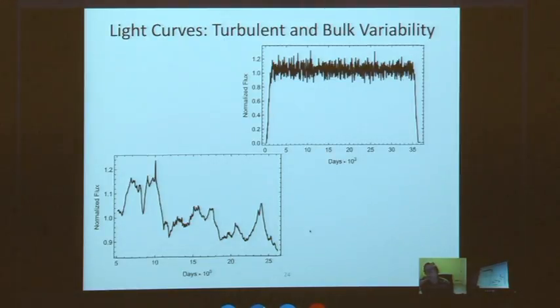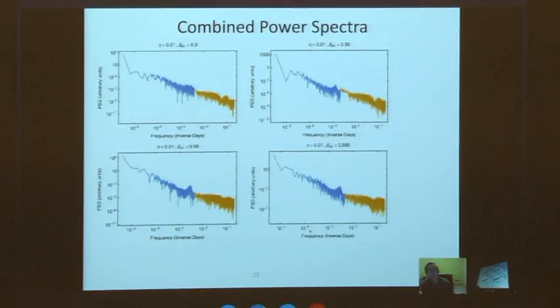And then the next slide shows the power spectra. And the very nice thing about this is that the blue portions of the curves at the lower frequencies correspond to the variability that we see from the bulk velocity variations and the changes in the Doppler shift. And then the yellow ones off to the right at the higher frequencies correspond to the turbulence. And we can match these up pretty well.